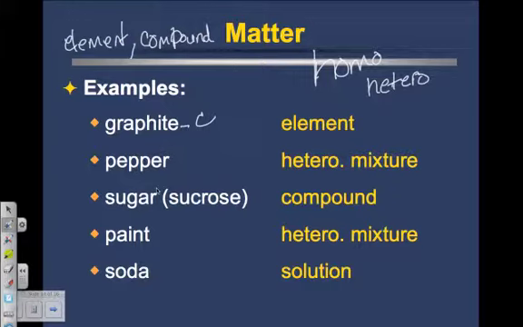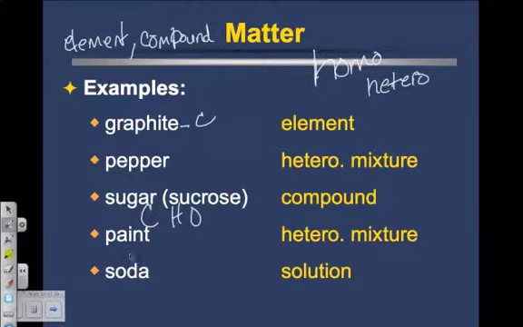All right, sugar. Sugar is made with carbon, hydrogen, and oxygen, so this is something that's chemically combined. It is a compound. You cannot physically separate the carbon from the hydrogen from the oxygen. They are chemically combined. The only way to separate them is by chemical means, with a chemical change.